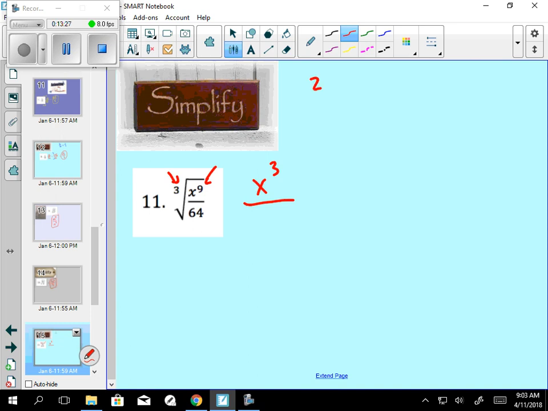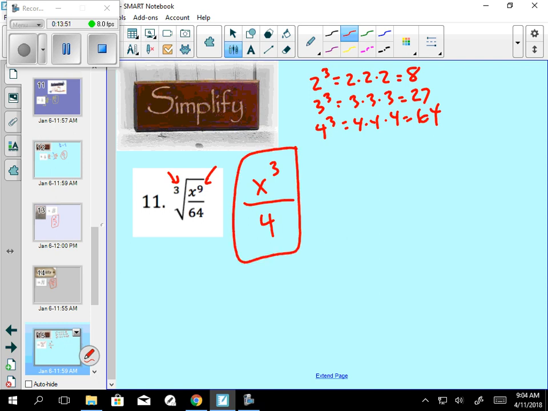So you could try like 2. What's 2 to the third power? 2 times 2 times 2. Well, that's 8. That doesn't work. We could try 3. 3 to the third power would be 3 times 3 times 3. That's 27. That doesn't work. Let's try 4. 4 to the third power, 4 times 4 is 16 times another 4 would equal 64. So the cubed root of 64 is 4. So that would be the answer there.